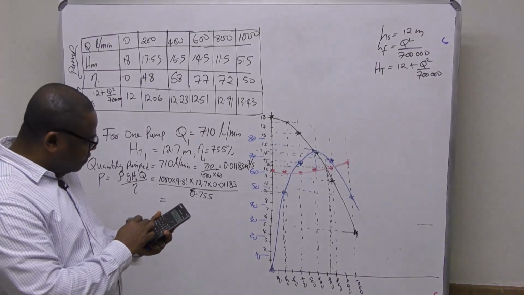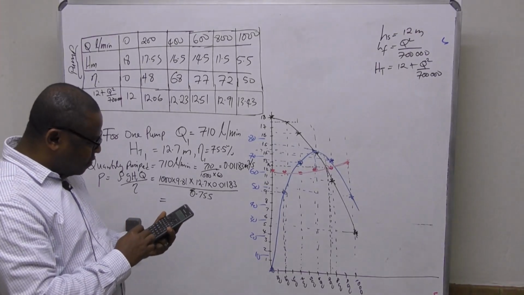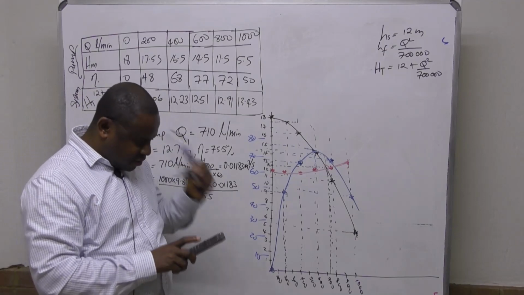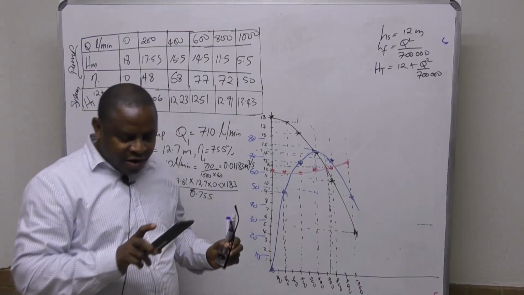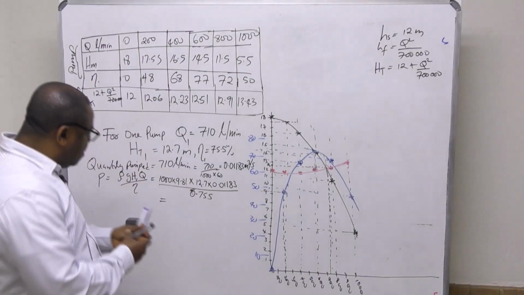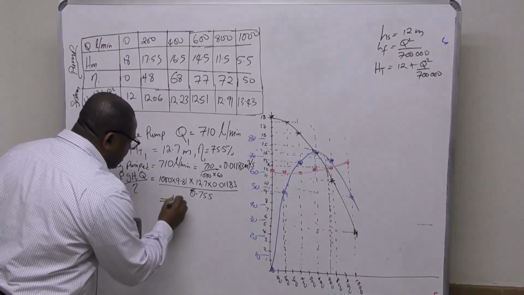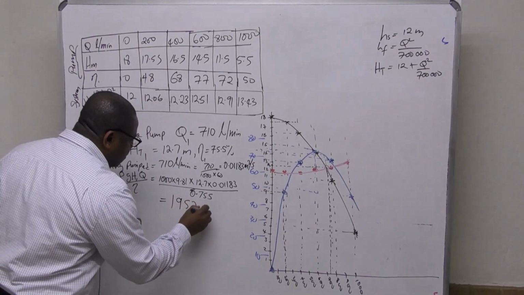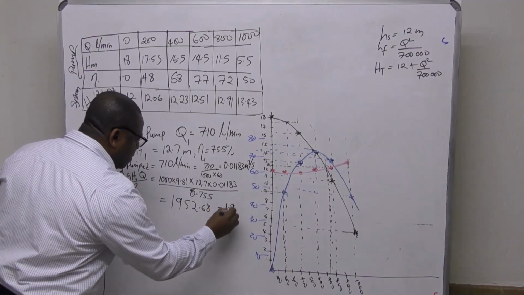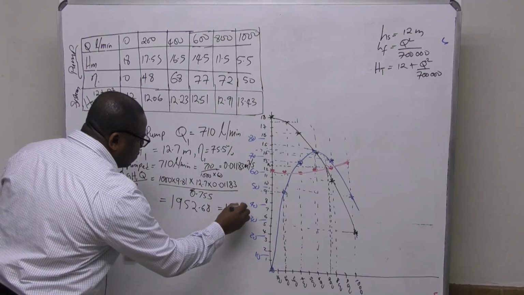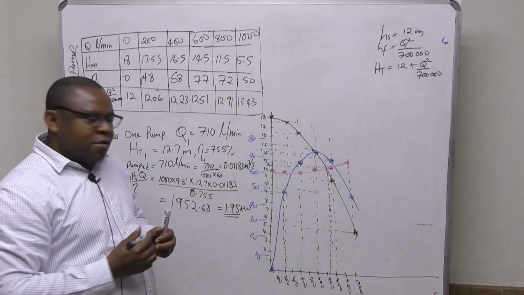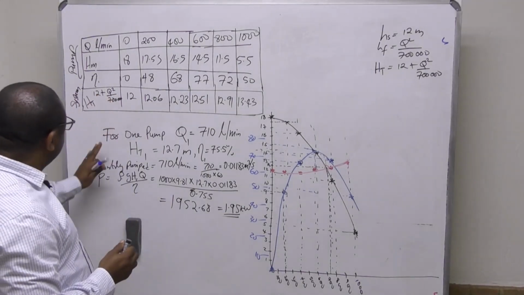Divide by 0.75. So 1,952.68. This is in watts, which is 1.95 kilowatt. Okay, so that is for one pump.